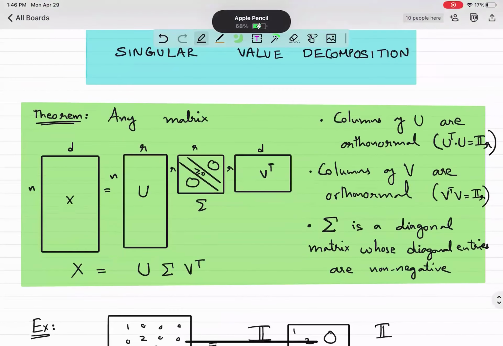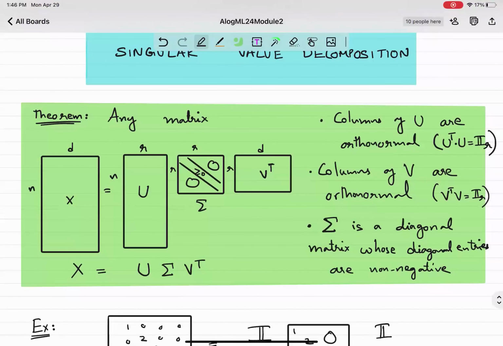We'll see that singular value decomposition is very powerful, and it can be used to solve both our problems, finding principal components and finding the best low rank approximation. And then we'll see how to find the singular value decomposition. All right, that's what we'll do in the next lecture.